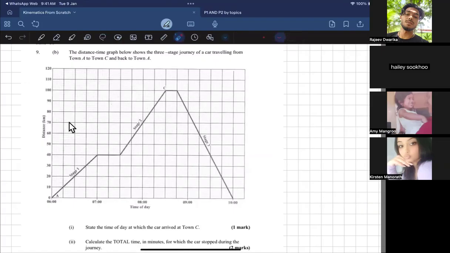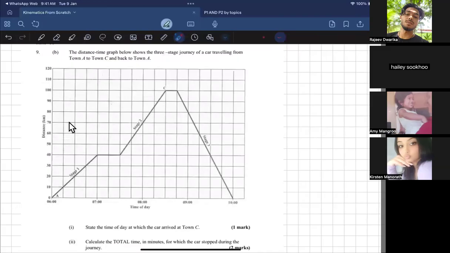So you see these pieces of the graph where the gradient is positive. That means we're going from A to C. And this over here, this suggests that we're going from C back to A at a given speed. Good to go? Yeah. All right.